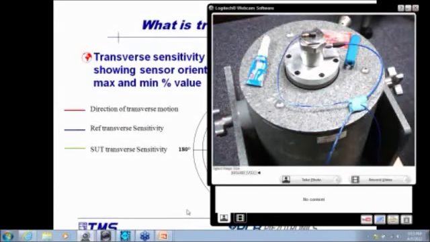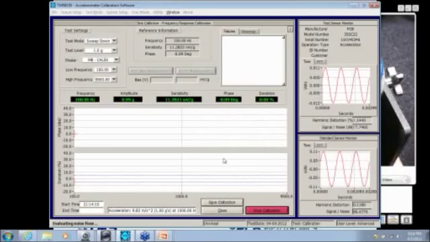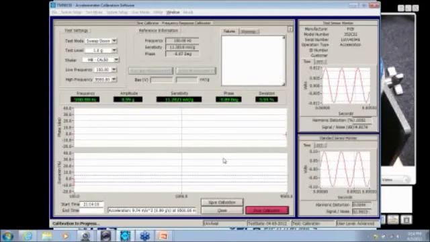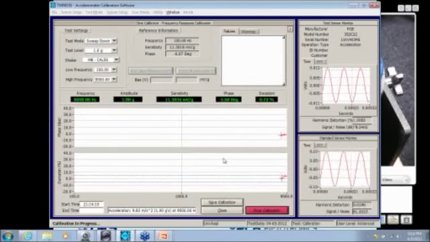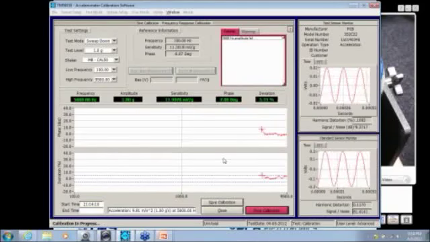Okay, unlock the shaker. We'll go back to the software. We'll rerun this calibration. Now, while this is running, the important thing to know is that when we receive a sensor from a customer to calibrate, we don't know which direction the transverse sensitive axis is. We also don't know the direction of the transverse motion of the shaker. So of course, to do this demonstration, I had to do some investigation ahead of time to find out where the right directions were. Most labs would not know that.